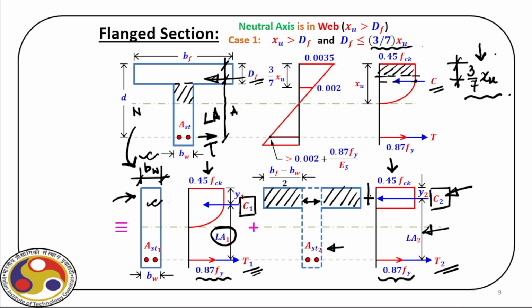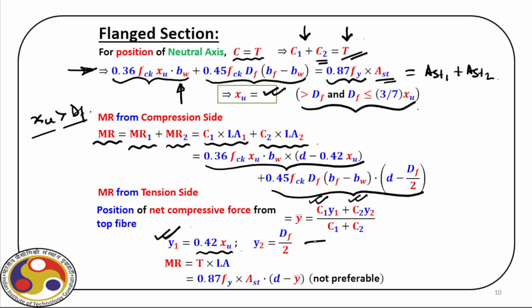So this is the location. Obviously it is DF by 2. Now using these two values, we can find out this Y bar, and D, that is the effective depth, minus Y bar, is effectively the lever arm, right? So that lever arm we use here. So moment of resistance is T, that is the tensile force, which is 0.87 Fy times AST, times the lever arm, which is D minus Y bar. But again, we always prefer to evaluate moment of resistance based on the compressive force.